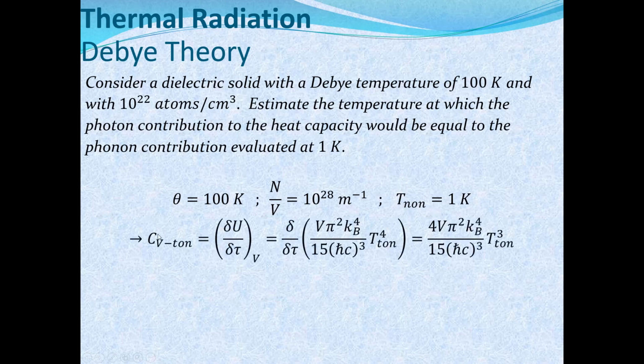So the heat capacity, if you recall, is just the derivative of the energy with respect to temperature. So we take the equation that we have for the photon contribution, and we're going to take the derivative with respect to tau. When we get this, then we set that equal to our phonon contribution that we have.